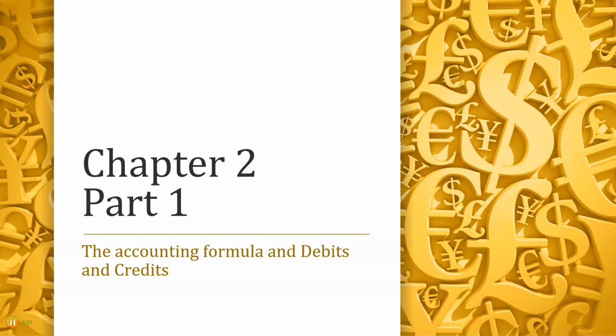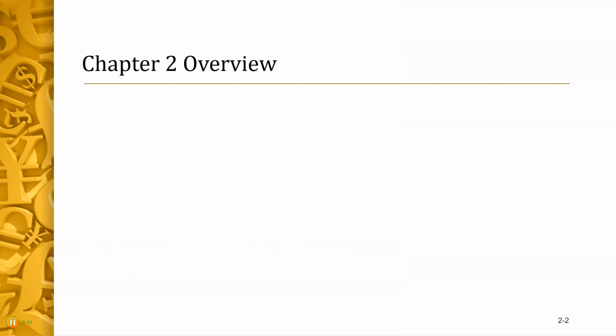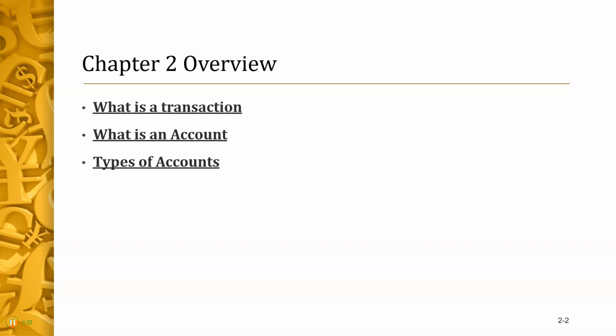There are three parts to Chapter 2. Part 1, we're going to discuss the accounting formula and the concept of debits and credits. An overview. We're going to explain in this particular lecture what a transaction is. It's financial. What is an account, where we collect information about a specific type of transaction. Types of accounts: assets, liabilities, equity. The concept of debit and credit.